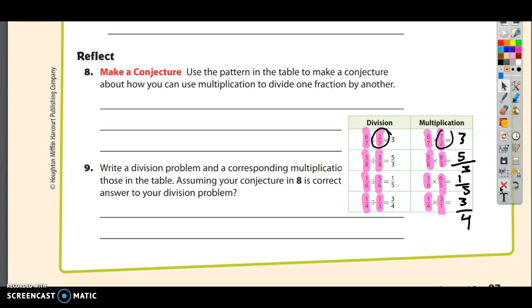Number 8 says, make a conjecture. Use the pattern in the table to make a conjecture about how you can use multiplication to divide one fraction by another. So do you understand what that's saying? Can you use multiplication to divide?